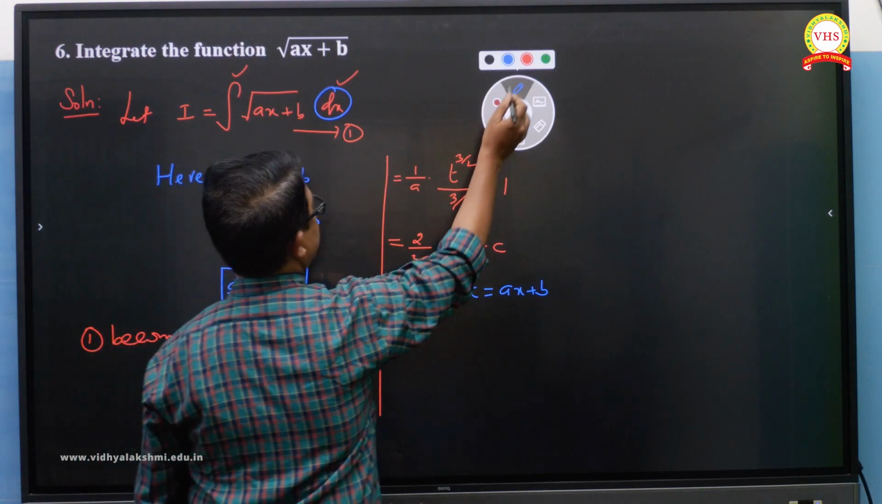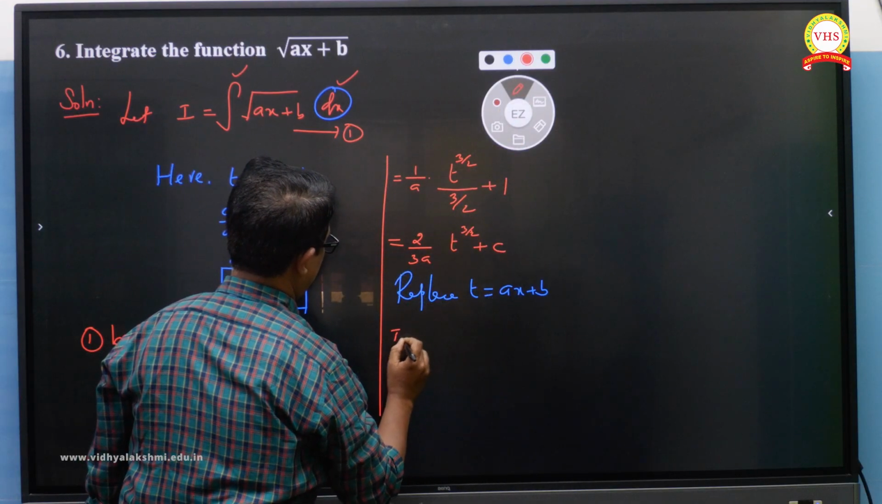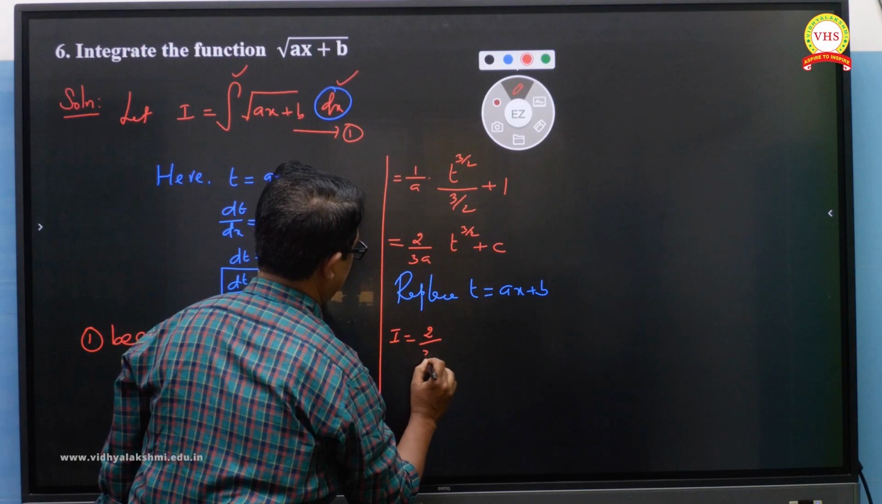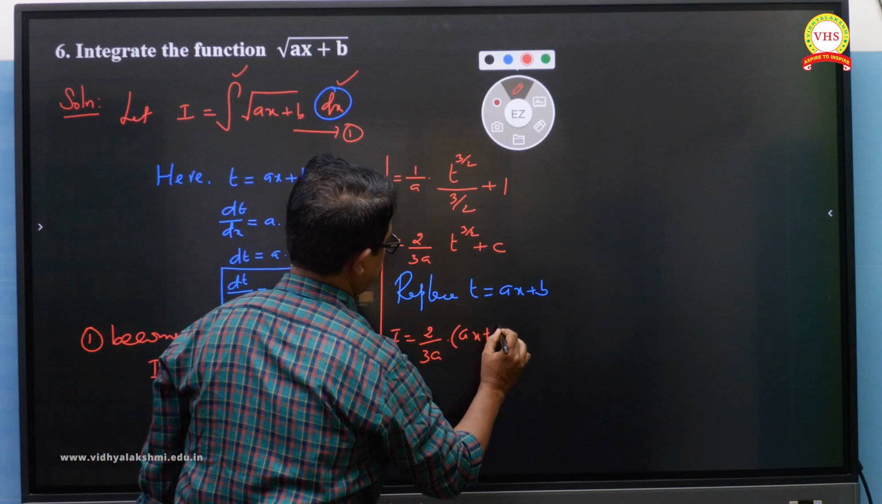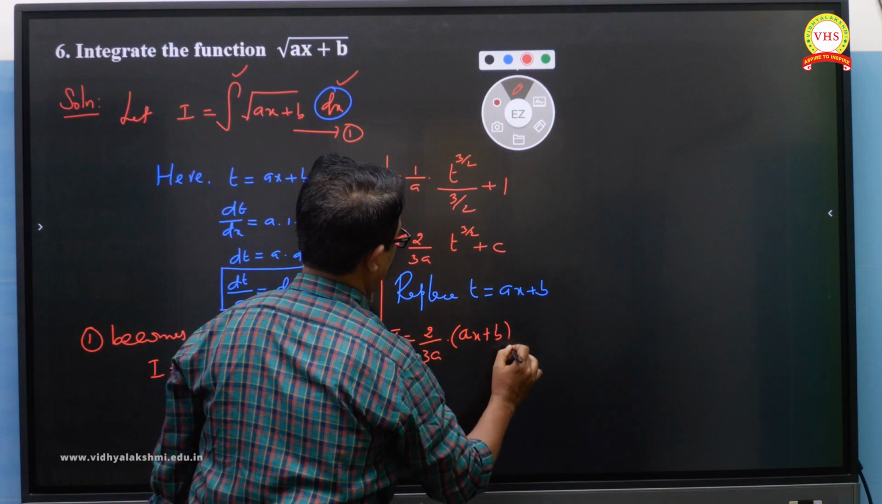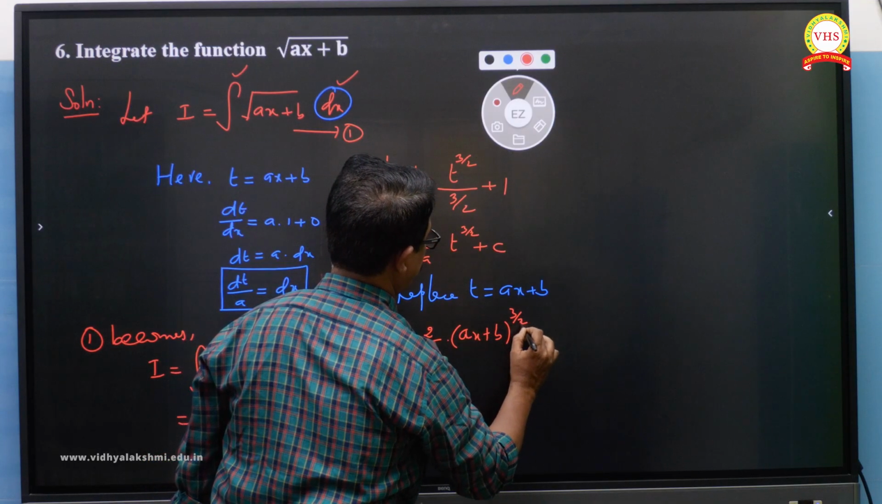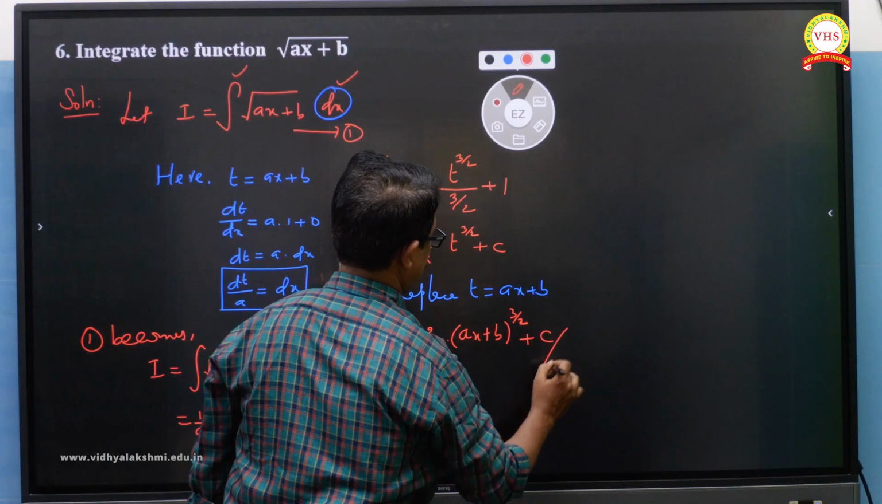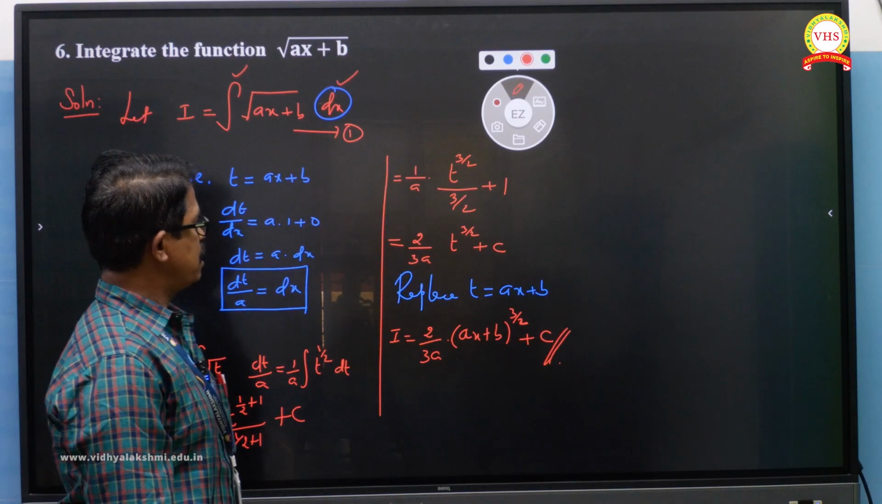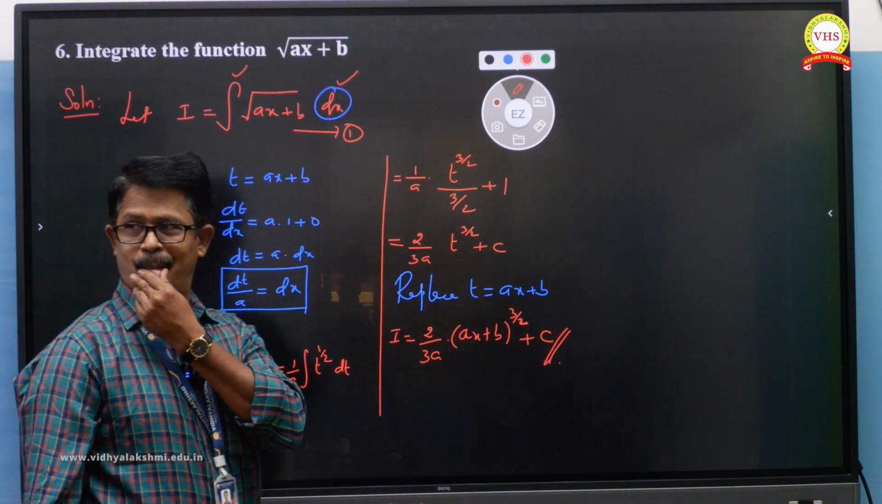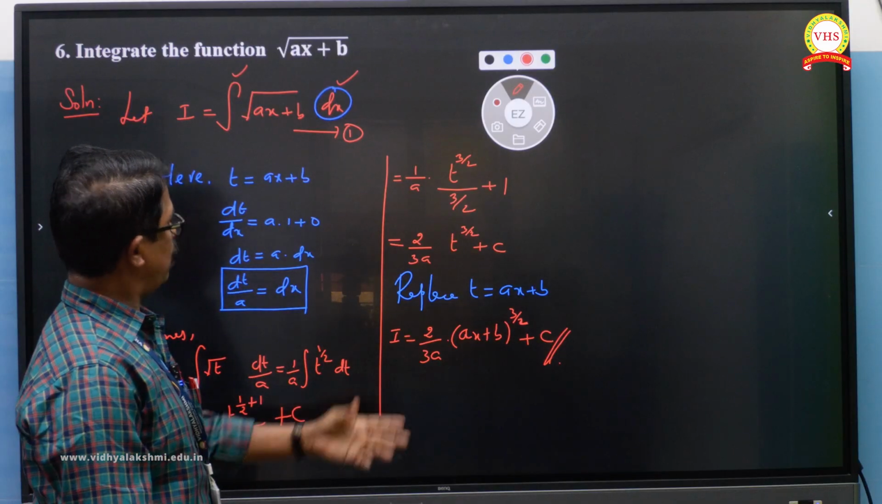Now the final answer is what? I equal to 2 by 3a into ax plus b, whole power 3 by 2 plus c. This is the required solution of the given function square root of ax plus b. Okay, can I go to the next question?